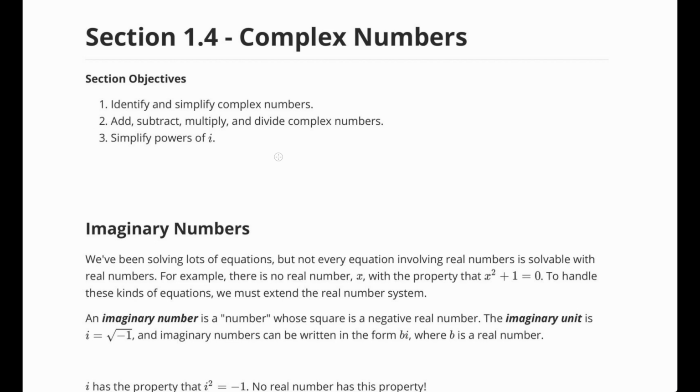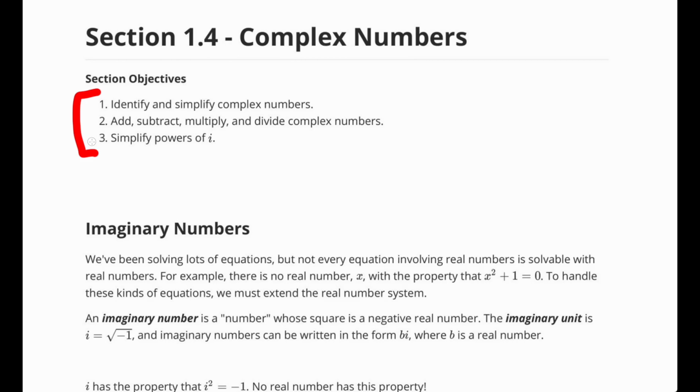All right, Ozarka here. We are going to be going over complex numbers in this video. Namely, we're going to be going over those three objectives that are listed right there. So identify and simplify complex numbers, add, subtract, multiply, divide complex numbers, and then simplifying powers of i.